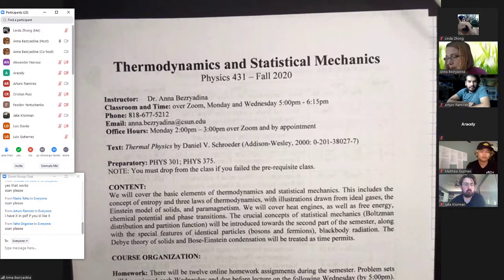About prerequisites, you need to have taken Physics 301 and Physics 375. If you don't have these prerequisite classes, you have to drop this class. You cannot be in this class without these prerequisites. Okay, questions?